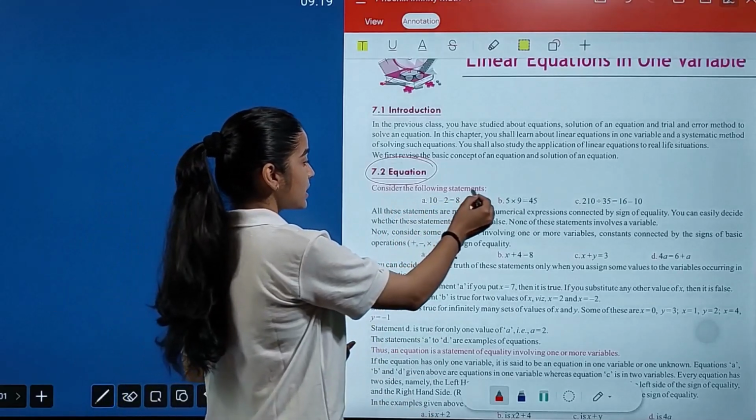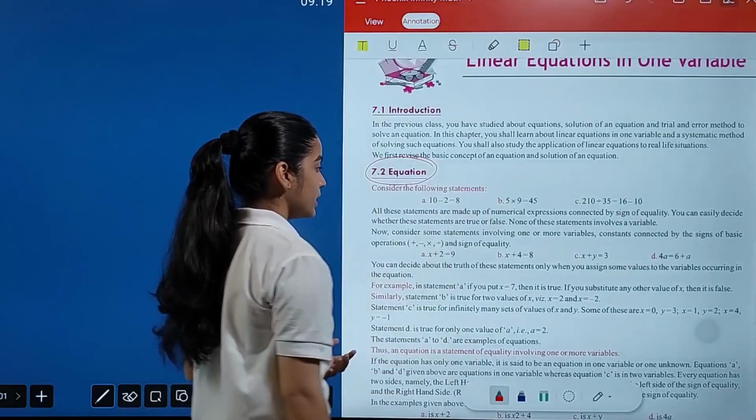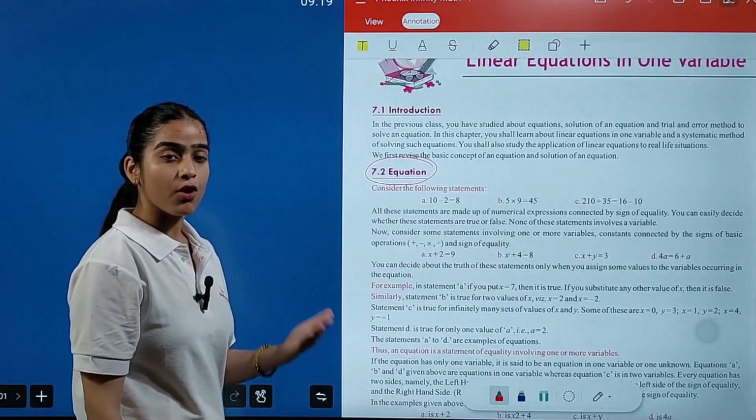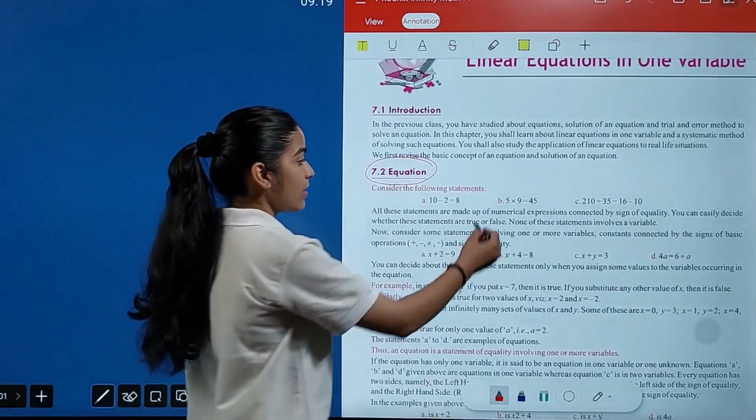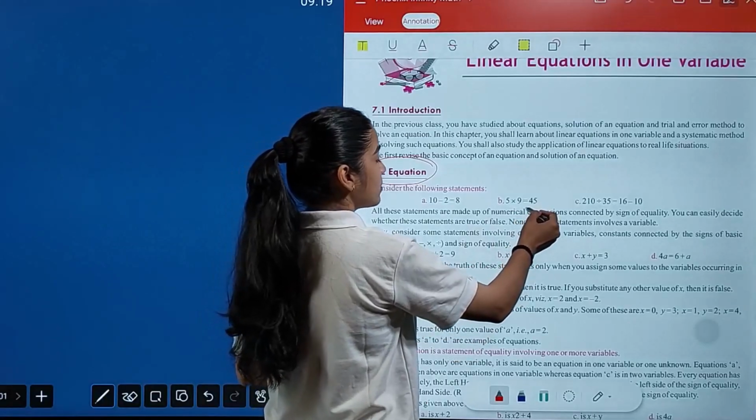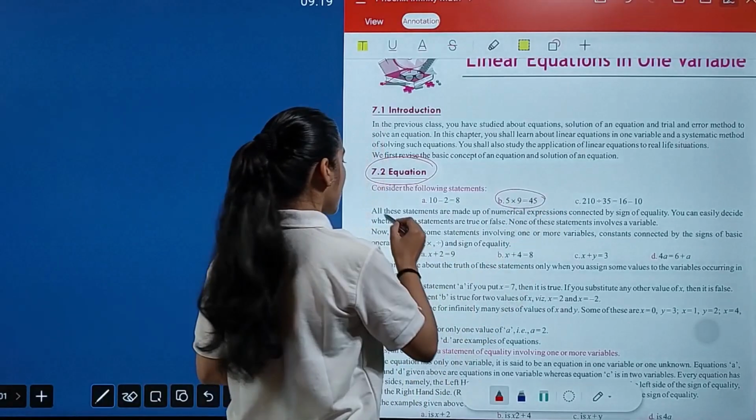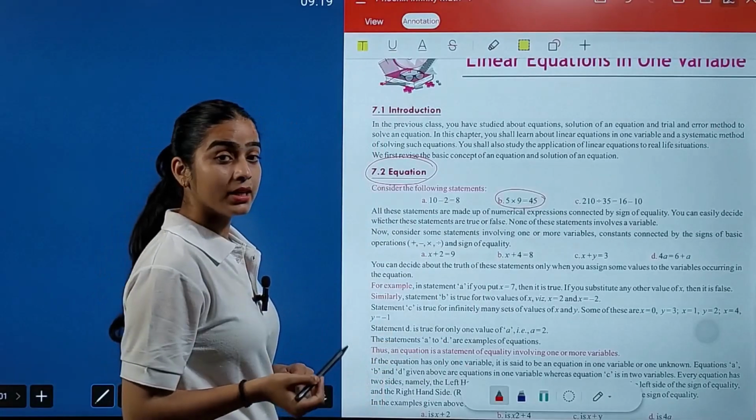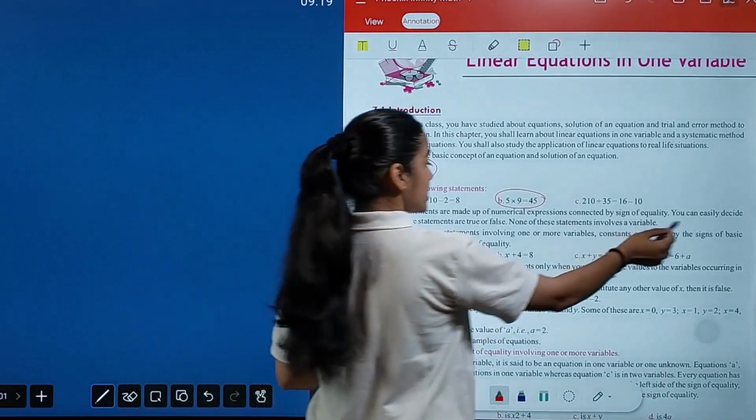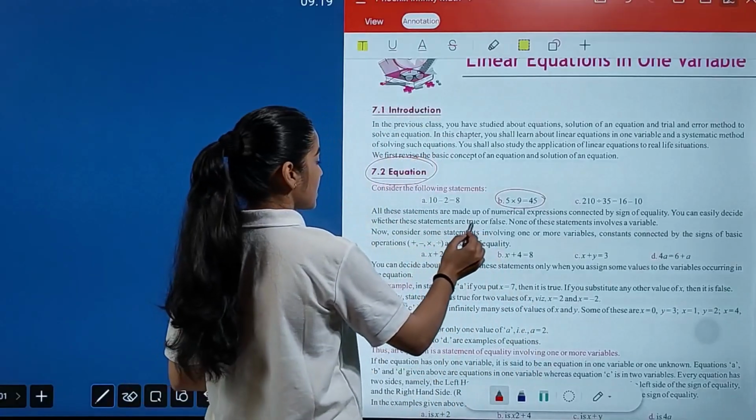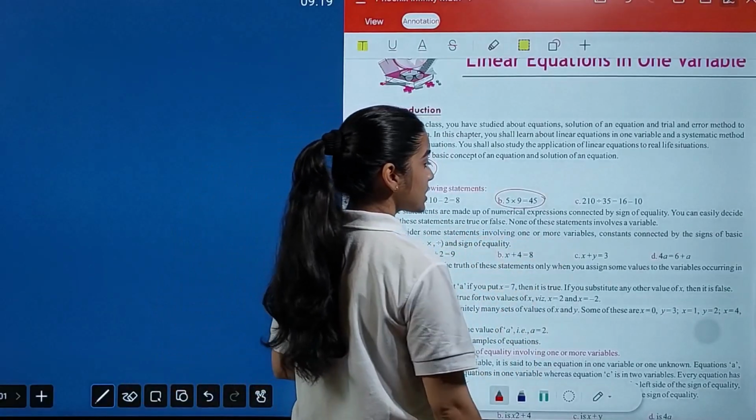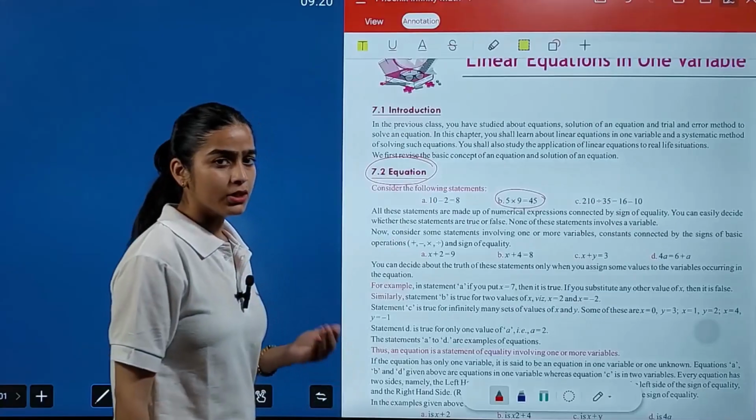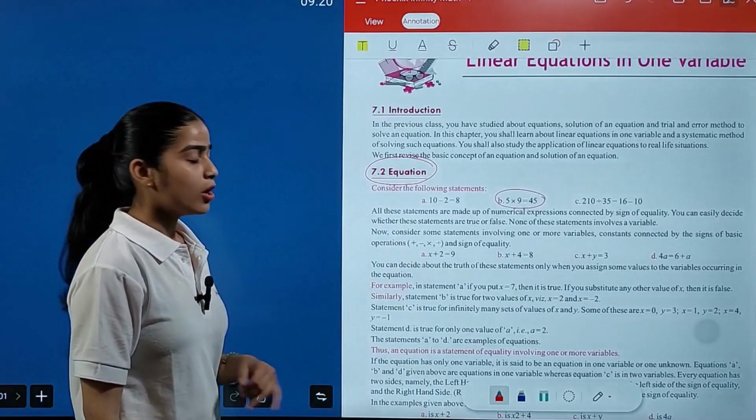Consider the following statements: 10 minus 2 is equal to 8. It means when I subtract 2 from 10, I get 8. 5 multiplied by 9 is equal to 45. All these statements are made up of numerical expressions connected by the sign of equality. You can easily decide whether these statements are true or false. None of these statements involves a variable, so you can solve it and identify whether it is true or not.